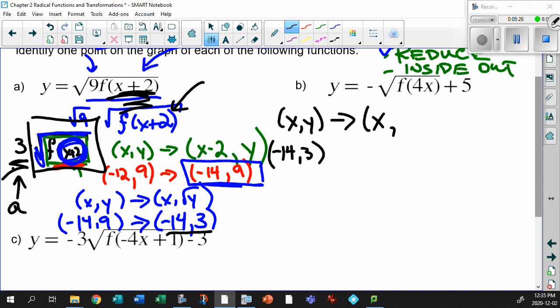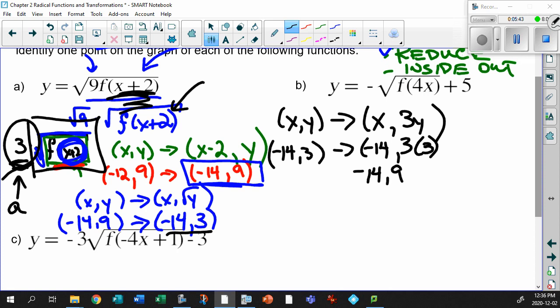This is telling you this is a stretch factor of 3. The stretch is, of course, a vertical stretch. Okay? So this becomes -14, 3 times 3, your new point is (-14, 9). Now, whew, that was a lot of work to get to that point, right?